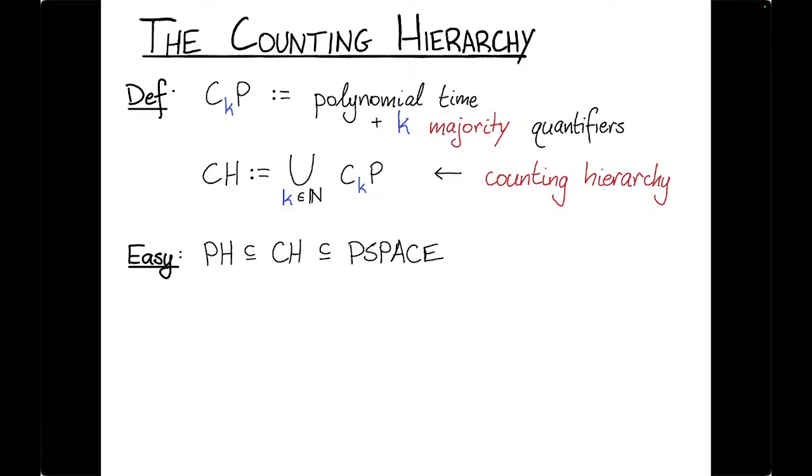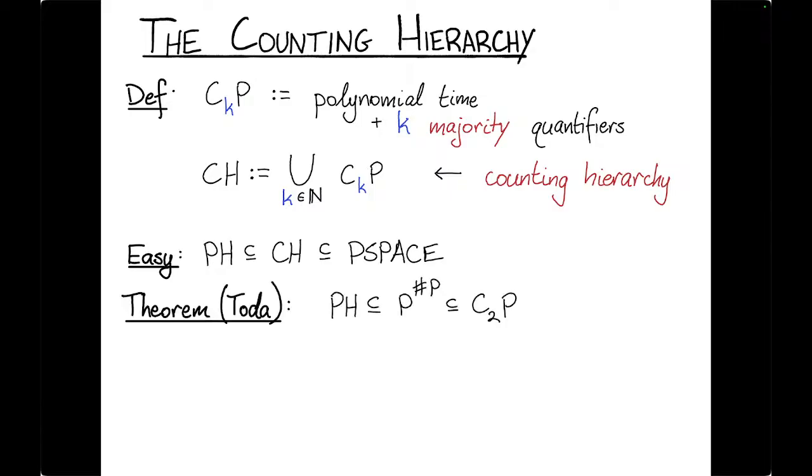It's easy to see that the counting hierarchy sits somewhere between the polynomial time hierarchy and PSPACE. And in fact, the counting hierarchy is very strong. So Toda's theorem tells you that the entire polynomial time hierarchy lives in this class P to the sharp P, which really is just in the second level of the counting hierarchy. So the counting hierarchy is a quite strong class.